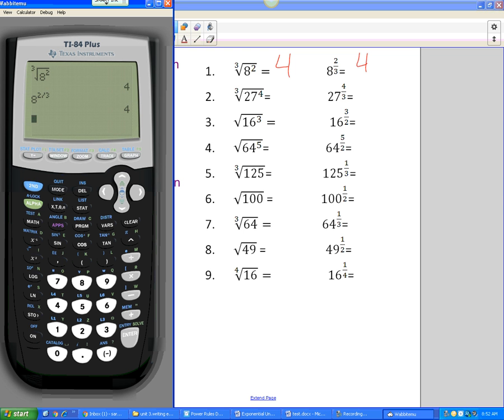So on number 2, to type that in your calculator, what button do you have to press first? Math. So you press the math button. Go down to the cube root. And this time you're typing in 27 to the 4th. What are you getting? Yep, so write that on your paper. Then you're going to type in 27 to the 4/3.